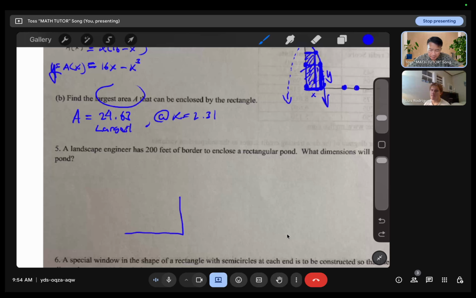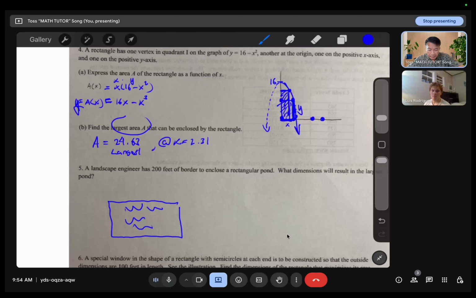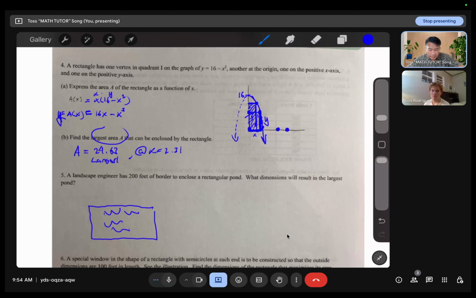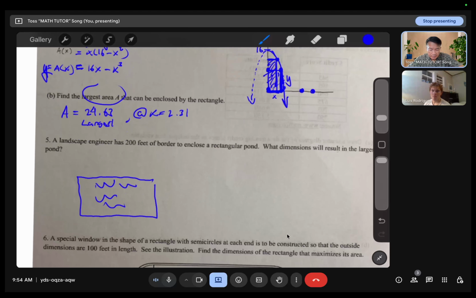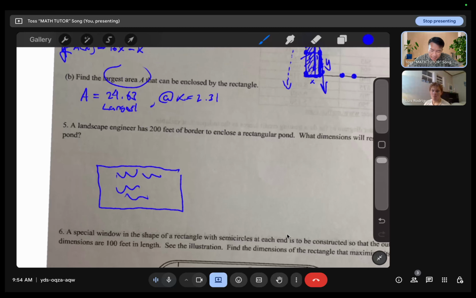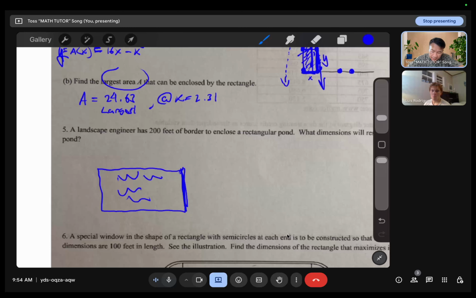Okay, so here's the pond. Let's say this is the pond. And okay, I see. I assume they go all the way around the pond. Let me read carefully. What is the dimension? Yeah, so it's implied that here's a pond and they're making you do the fencing around it.